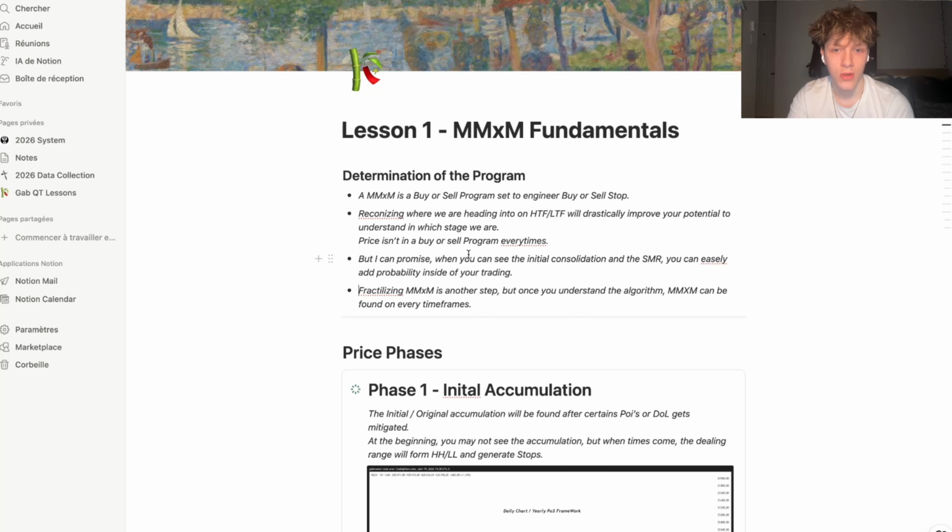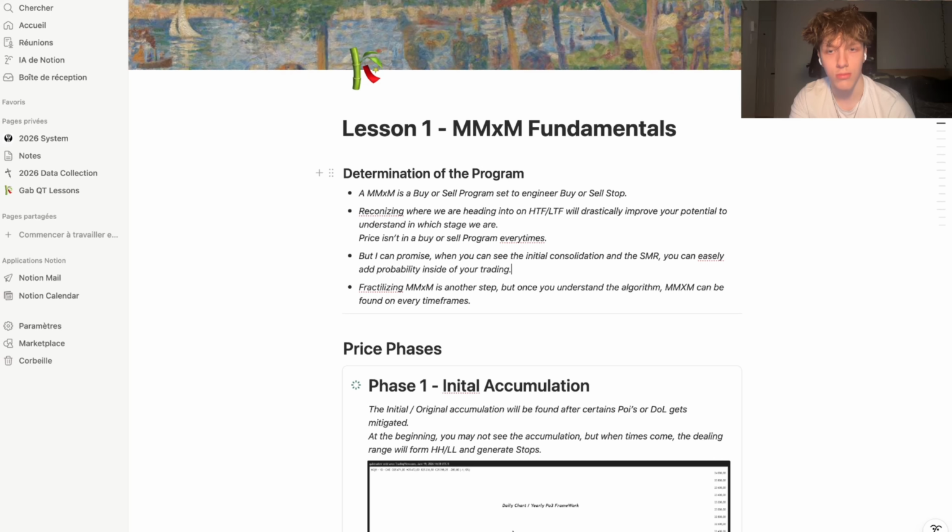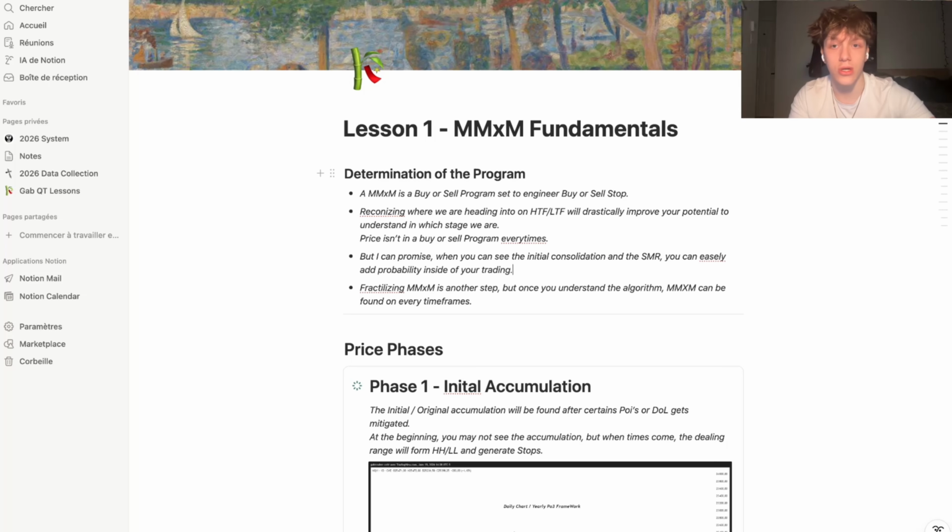I can promise that when you see the initial consolidation or the smart money reversal, you can easily add probabilities inside of your trading. What I mean by that is pretty simple. There are many stages inside of a market maker model, and one of the most important ones, at least what I consider the most important one, is the initial accumulation or the smart money reversal, because it will give you the chance to actually find where the market maker model is.